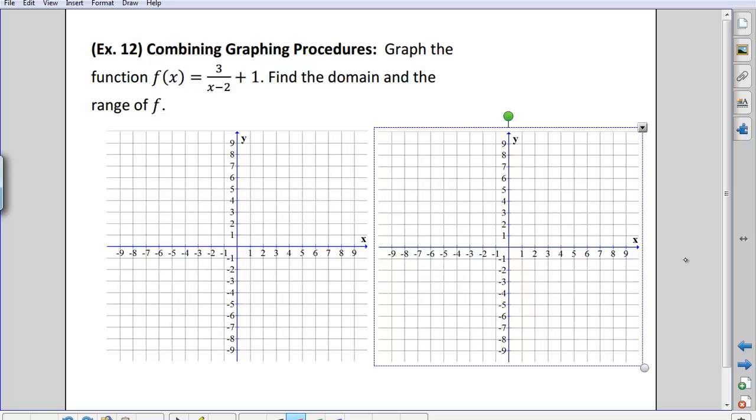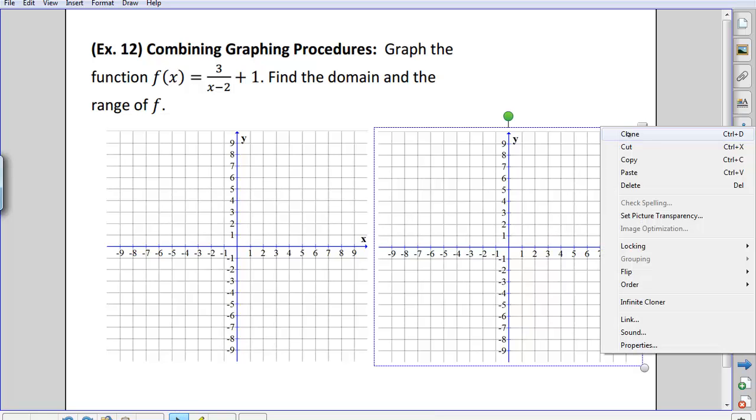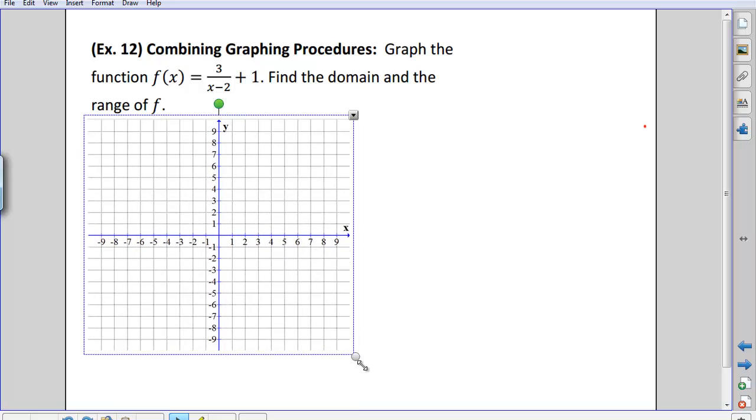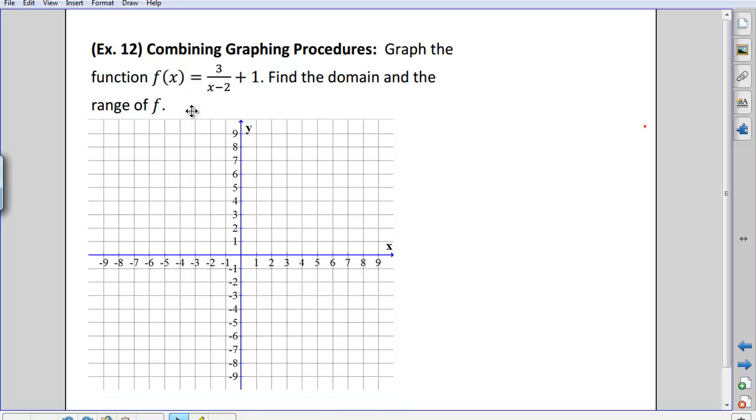Okay, graph the function f of x equals 3 over x minus 2 plus 1, and then find the domain and range of that function. So let's think about what happened to give us this function right here, 3 over x minus 2 plus 1. What took place to create that function?